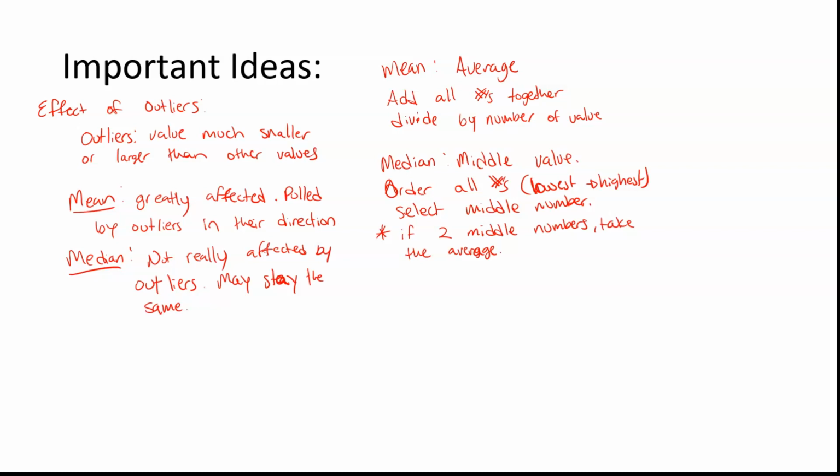So this is what we're really talking about right now. And then if you want to add in here at the very bottom, we have our mode. Mode is the most often number, the number that occurs most often.